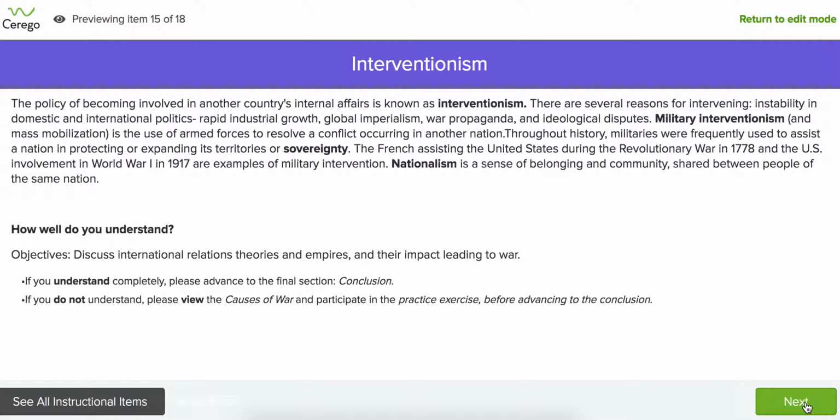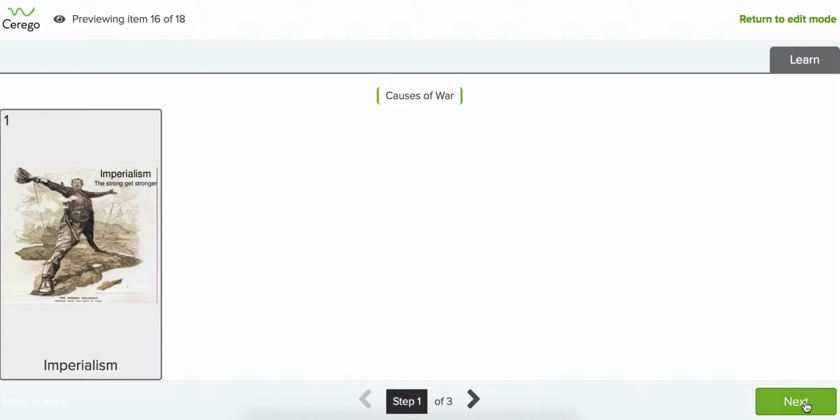And then they talk about interventionism, and then this is how international relations, theories, and empires and their impact lead to war. So we're getting more granular with the objective. If they understand this, then they go to the conclusion. If not, then they look at the causes of war and practice that, then the conclusion.